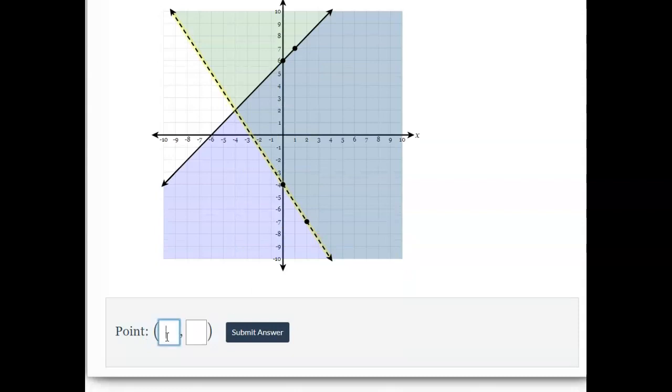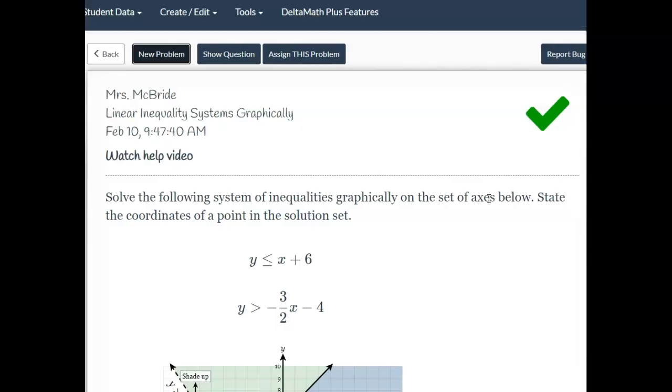And then it asks me to give a point. There are many points. I could do 4, 0. I could do 8, 0. I could do 4, 4. So again, there are a ton of different answers to this. You just want to make sure it's in this dark green shading. So I'm going to just submit my answer.